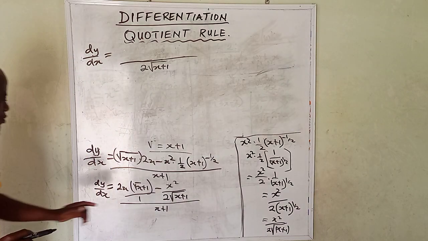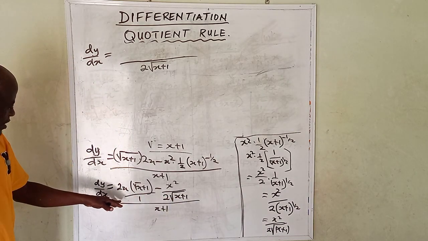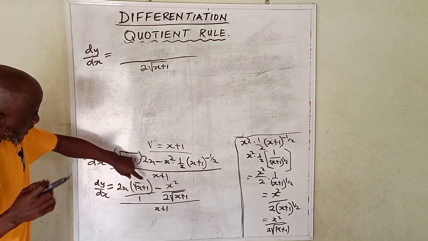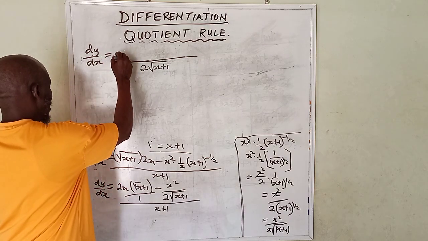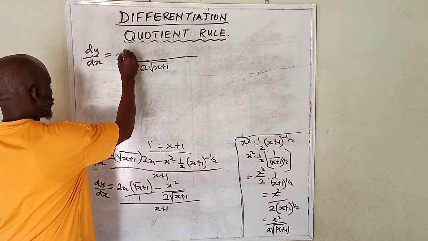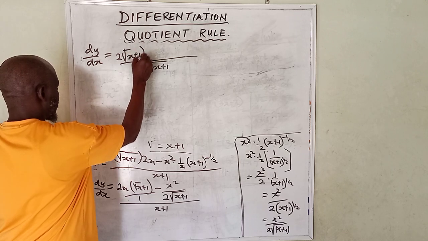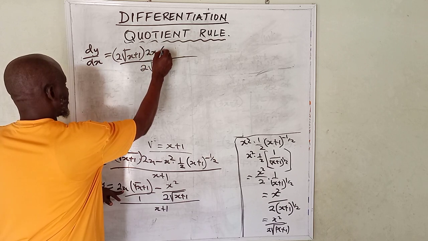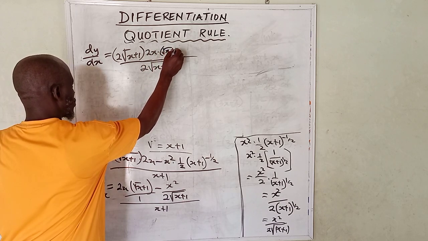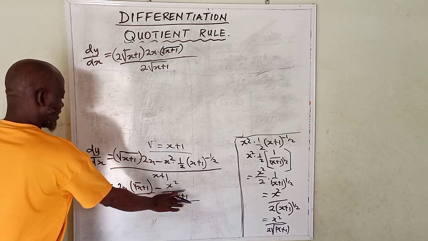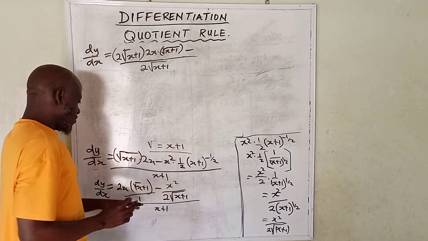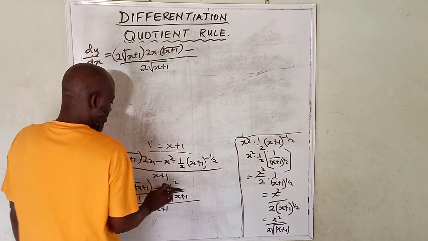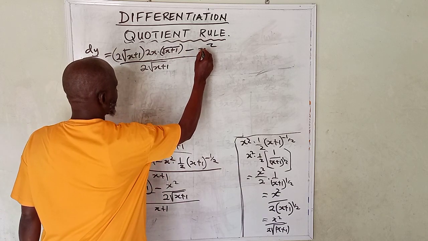If that is taken, we now have this multiplied by this. How many of this can we get in this? It's still this. Then we use this to multiply all this function here. So it means we have 2 root x plus 1 multiplying this 2x into root x plus 1. That is that. Minus, what is the LCM of this? This is 1. So it makes minus half minus x squared.